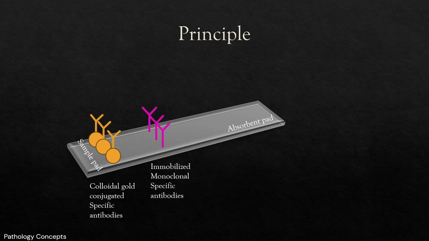The absorbent pad includes an immobile phase of monoclonal specific antibodies against the antigens to be detected. And the second line, which is the control line, contains immobilized IgG to specific antibodies.